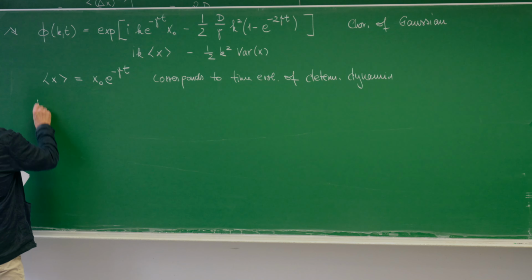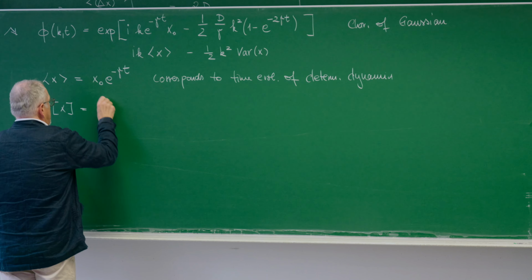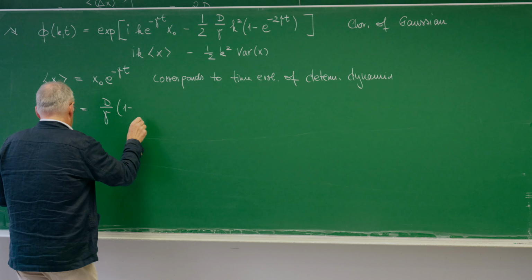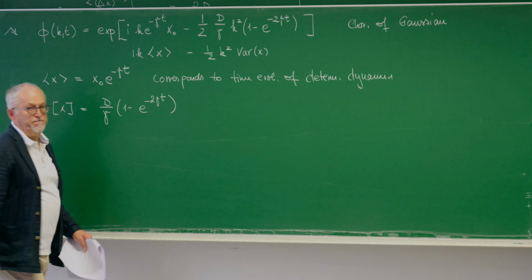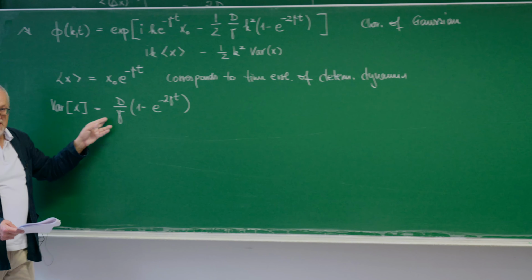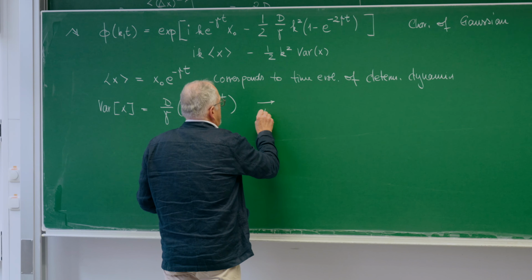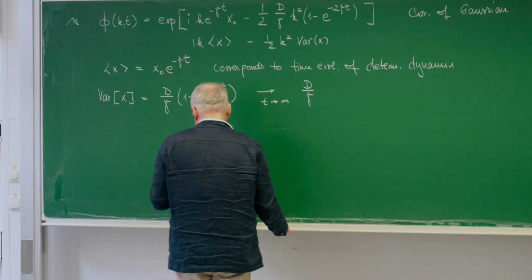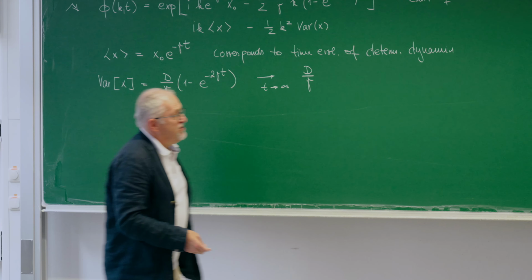The variance of x is given by D over gamma times 1 minus e to the minus 2 gamma t. So it's given by the amplitude D over gamma, and it converges to this amplitude because that second term goes to 0. This approaches D over gamma as t goes to infinity.